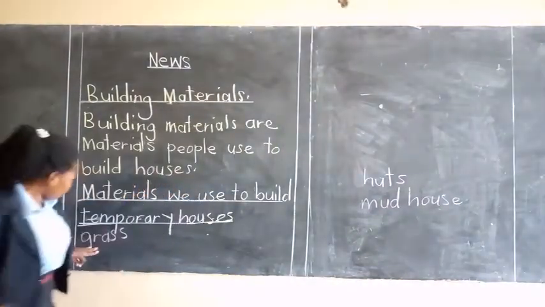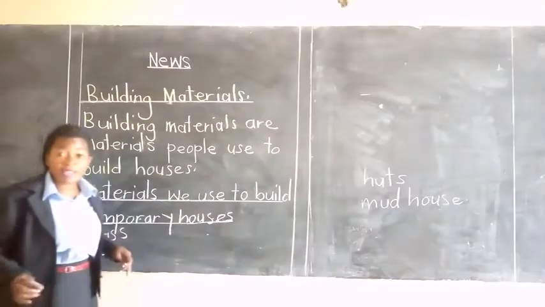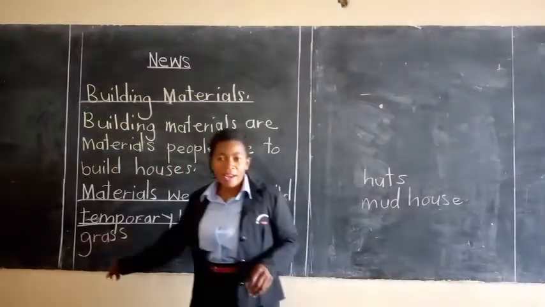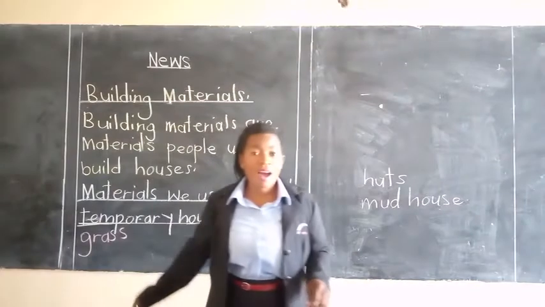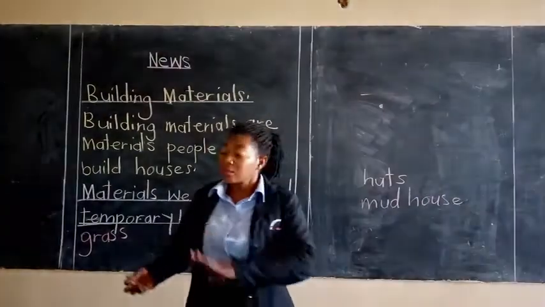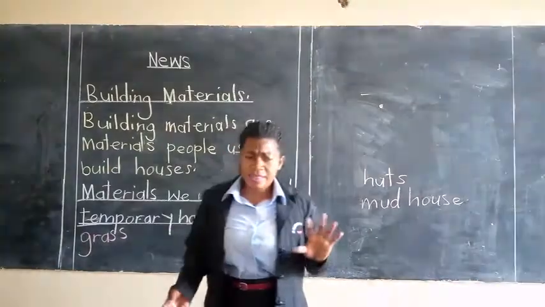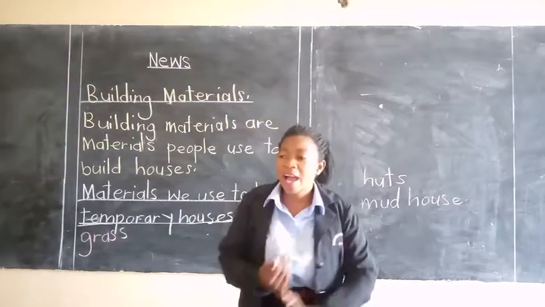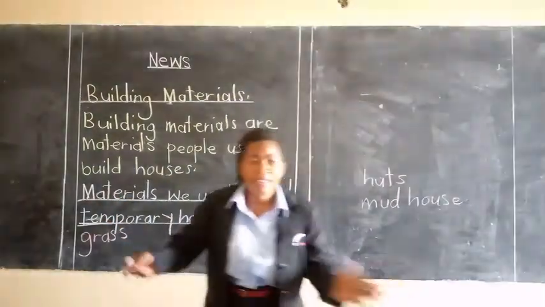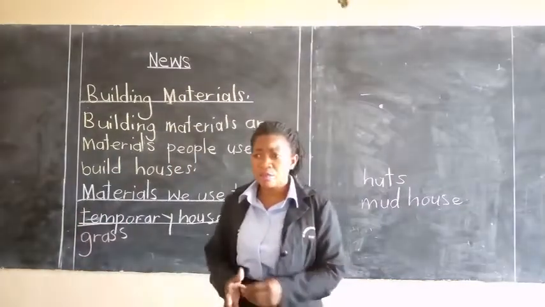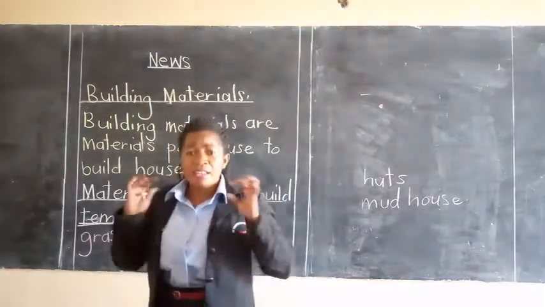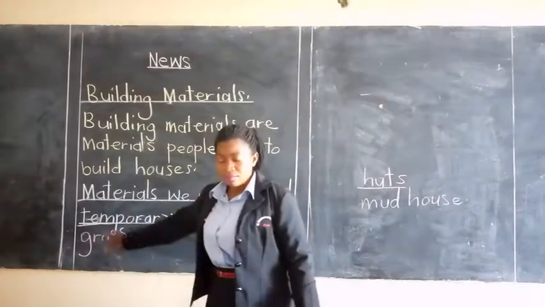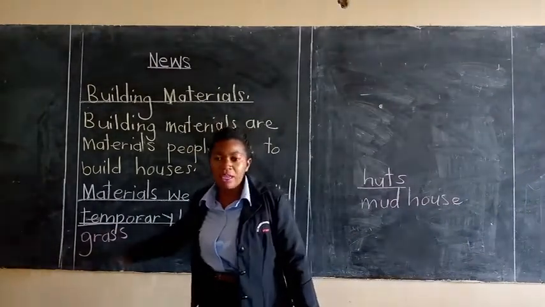And this grass here, we can find it in the bush. So you go in the bush or in the garden where you can get the grass. It is done by people in the village. You find that person going to the bush, cutting grass. After cutting grass, they collect it together and bring it for building huts. That one is the first building material that we use to build huts.